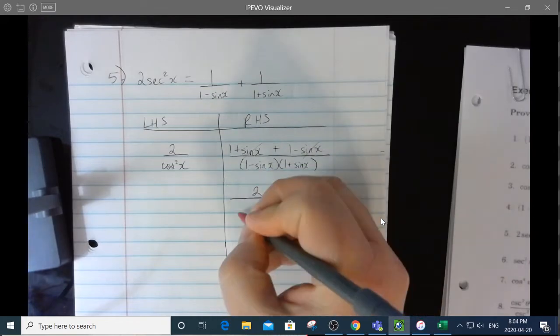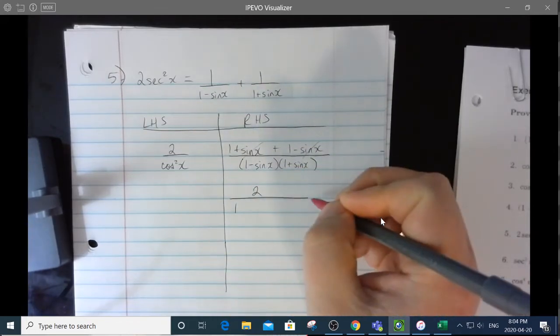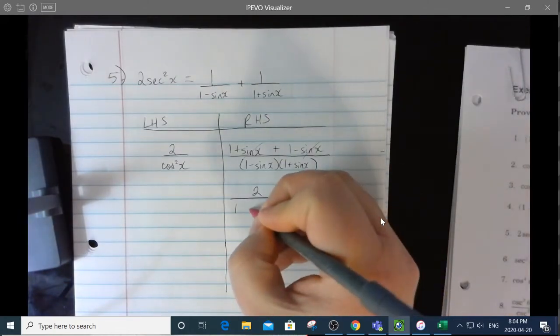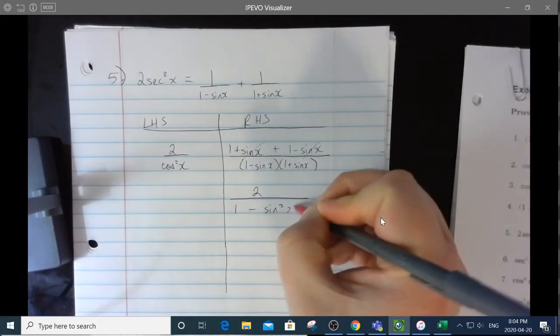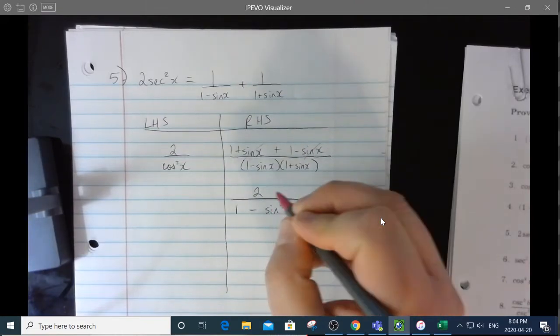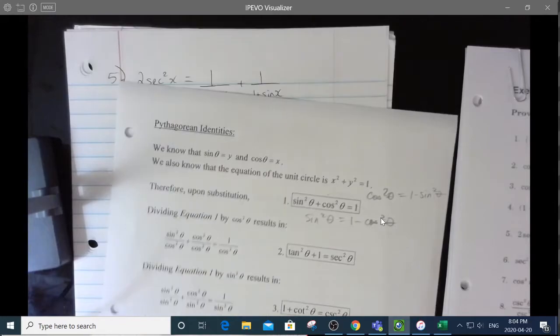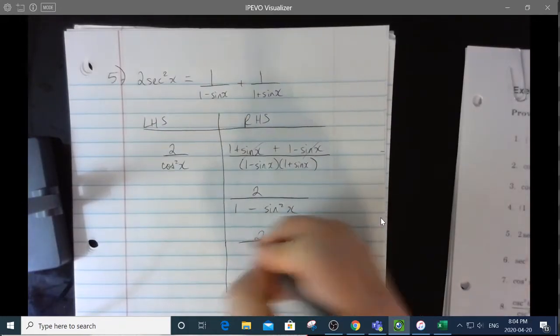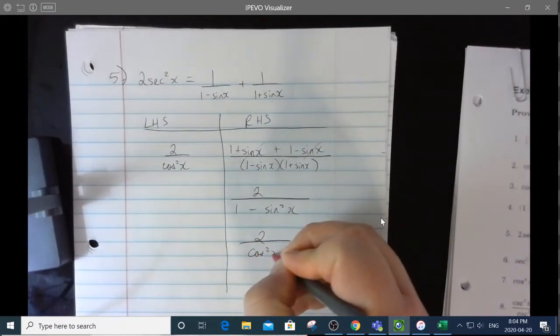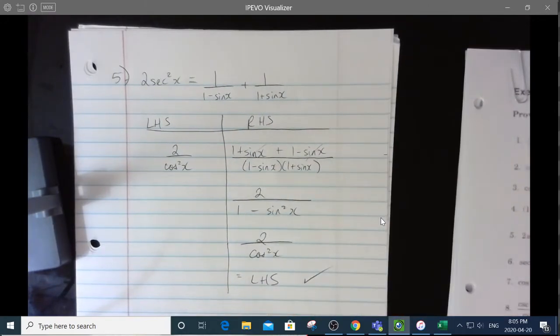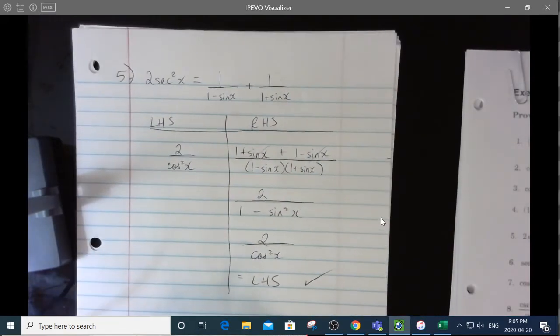So first times first. And then this is a difference of squares. So I'm going to get minus sine x plus sine x, which is nothing. So it's going to be minus sine squared x. And oh yeah, this, according to my identity, is cosine squared of theta. So that's going to be 2 over cos squared, which equals the left-hand side. We're done. So that wasn't all that tough until you realized what it is that you had to work through there. So that was number 5.